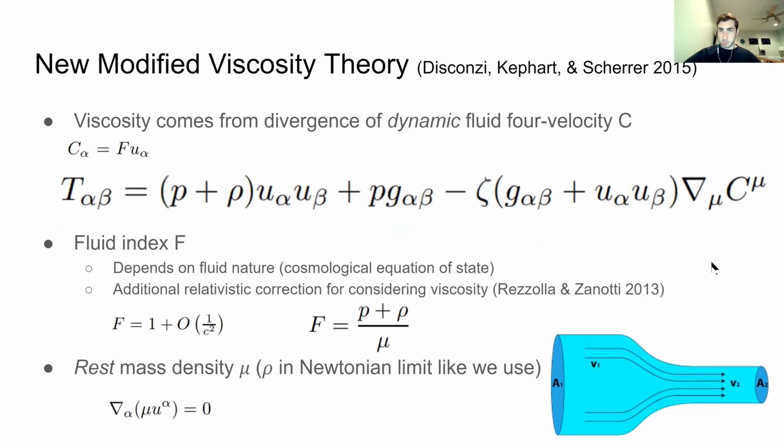So this new one from 2015, from these scientists at Vanderbilt, makes a slight modification where they say it comes from the divergence of a dynamic flow velocity, which I call C. Basically, there's a fluid index F that depends on what type of fluid it is and the equation of state. And it's basically just a 1/c² relativistic correction for when you consider viscosity. It's also physically motivated. Here's the form, where mu is the rest mass density, which is the density that we consider in this class. But anyways, they changed it so that it's the form here, where the only change is now it's this dynamic fluid flow velocity.